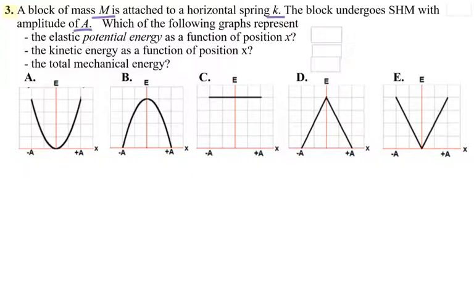So the potential energy is equal to 1/2 kx squared. When you have the maximum stretch, you have maximum potential energy. When x is 0, you have 0 potential energy. And when x is again stretched maximum, you have another maximum potential energy. Because of the relationship of the potential energy and x squared, you know it's going to be a parabola. So the answer is A. So for the first one, potential energy, the answer is A.